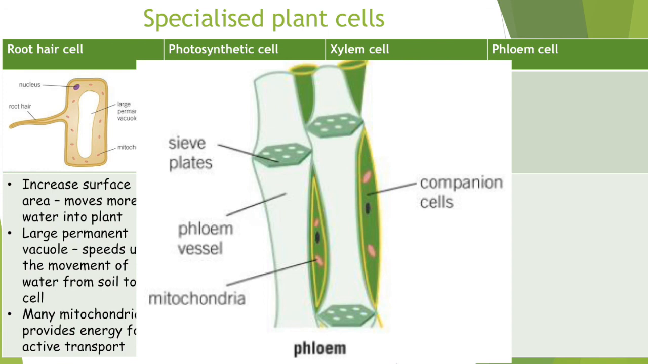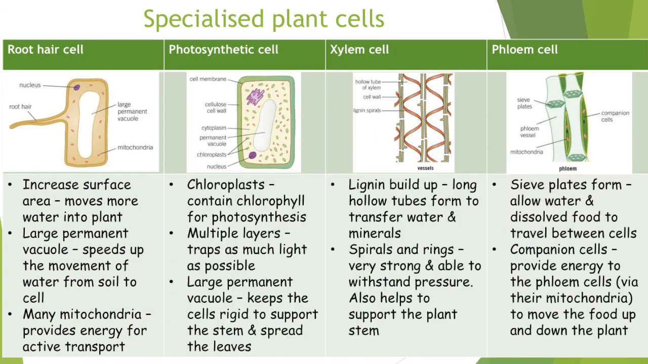The last specialised plant cell, and last part of this topic, is looking at phloem cells. These are cells that transport food made by photosynthesis around the body of the plant. They are specialised in two specific ways. Firstly, the cell walls between the cells break down to form something called sieve plates. These allow water carrying dissolved food to move freely up and down the tubes to where it's needed.